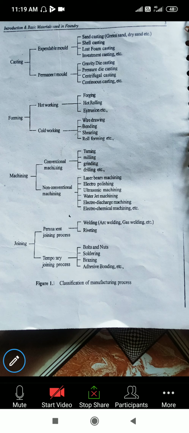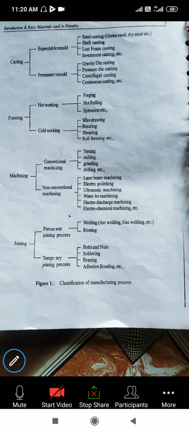So the laser beam is there over here. The laser light amplified rays are used for the machining purpose. Light energy, or the radiation rays, are used for removing the excess material. Electro polishing: electro beams are used over here for the polishing. Ultrasonic machining is used. Water jet: high pressure water is supplied on the machine for the cutting purposes.